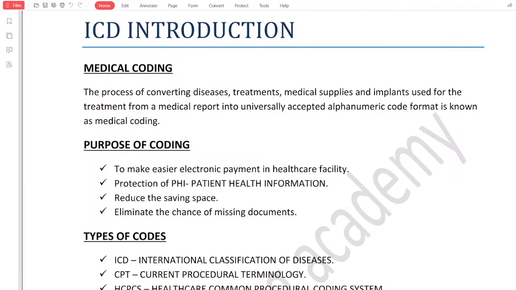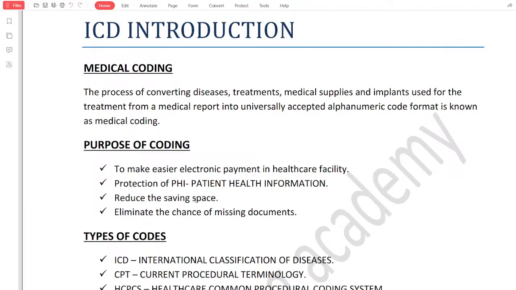And the next one, reduce the saving space. It saves space in the healthcare facility. And eliminate the chance of missing documents. It also helps to eliminate the chance of missing documents. So these are the purposes. Not only these, but also a lot of other purposes are there.